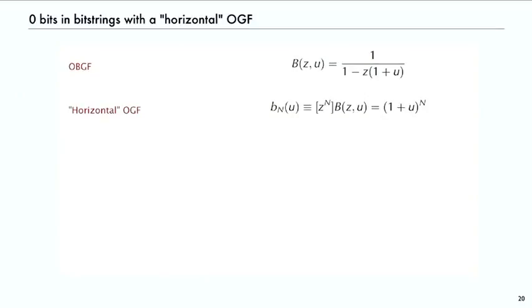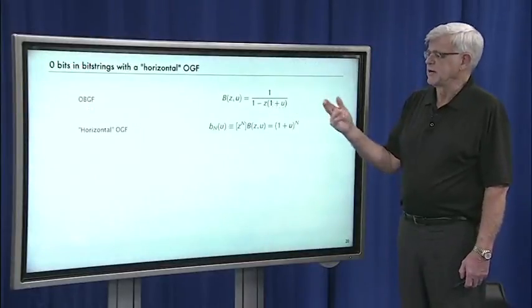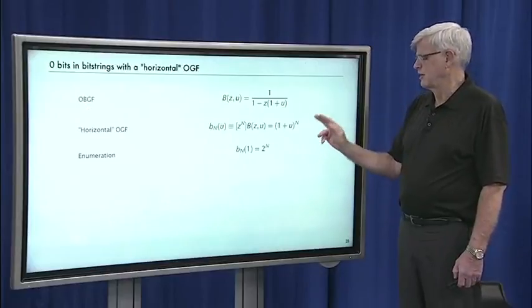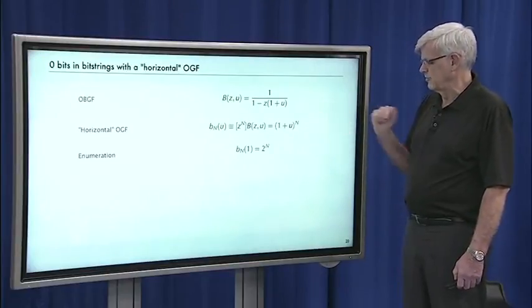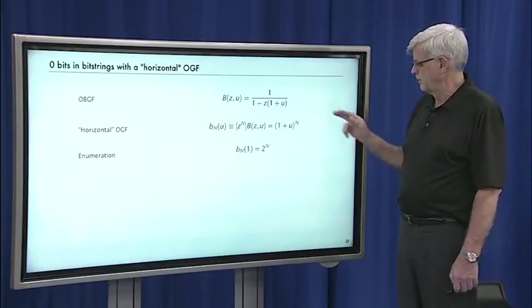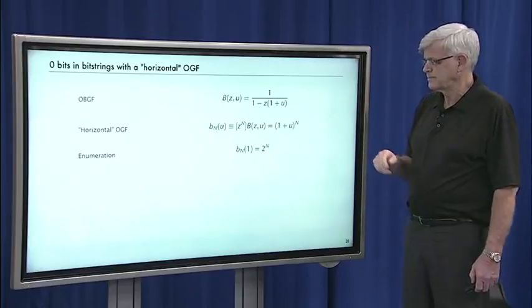It's equal to the sum over n of z to the n times (1 plus u) to the n, and so that's the coefficient of z to the n. That's our horizontal ordinary generating function. So now we can do the two steps to get our average. First, enumeration: evaluate at u equals 1, and you get 2 to the n immediately.